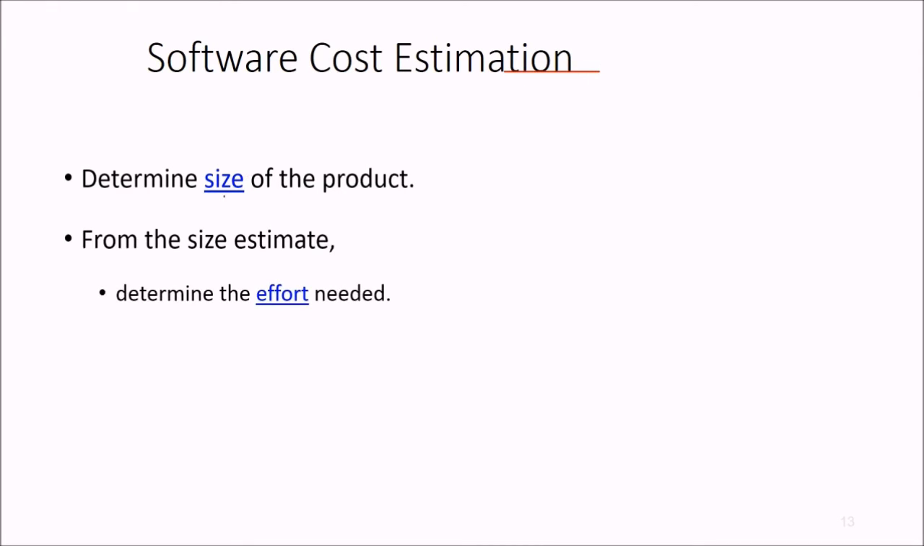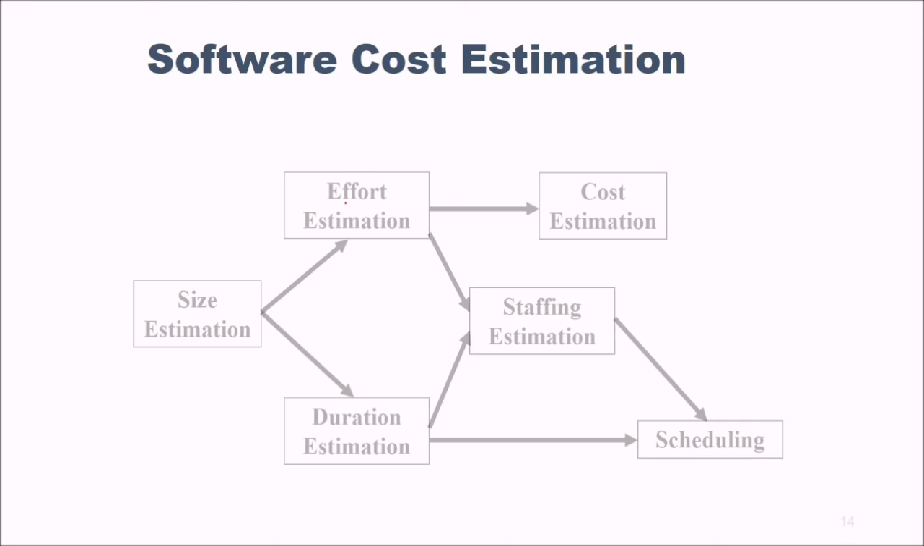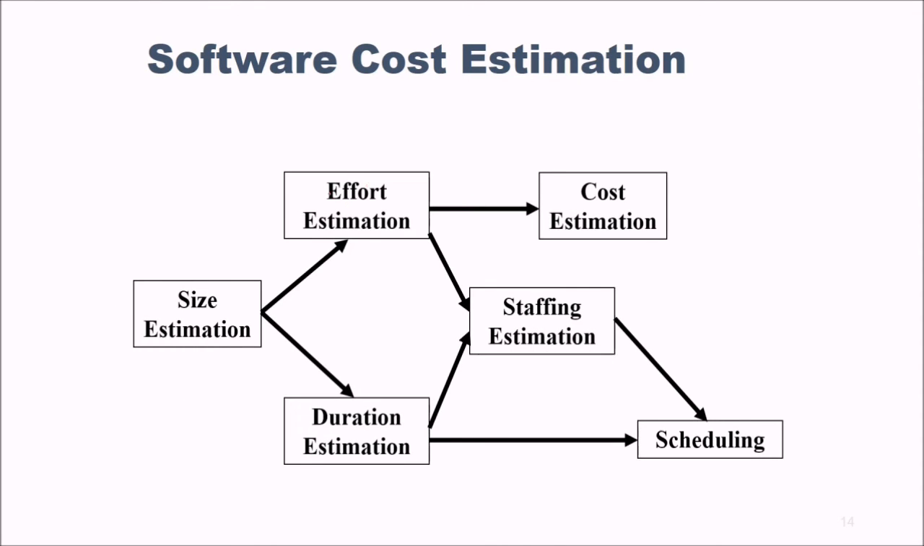assurance. So software cost estimation, this is a very important aspect and mostly asked in the examination. We first determine the size of the product. And then from the size estimate, we determine the effort which is needed. From size, we come to effort. And then after this effort is estimated, we try to determine the project duration and the cost. So how does software cost estimation flow? First we estimate the size. Then with the size, we try to estimate the effort and duration. Once we have effort, we can easily estimate the cost. Once we have the duration estimation and effort, we combine them to estimate staffing. And if we have staffing estimation and duration estimation, we can go in for proper scheduling.